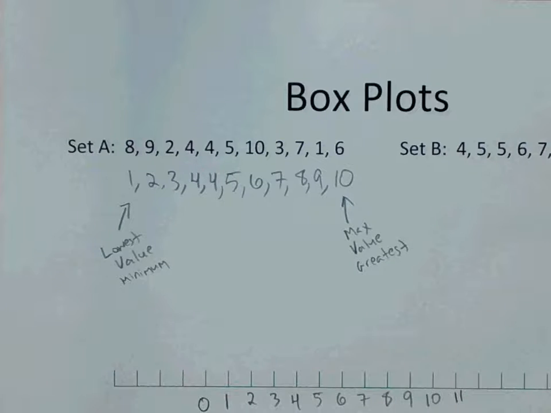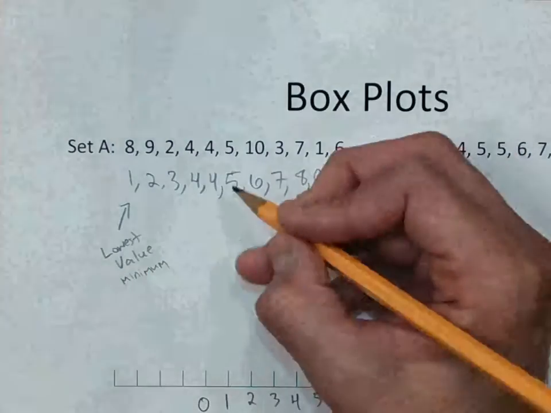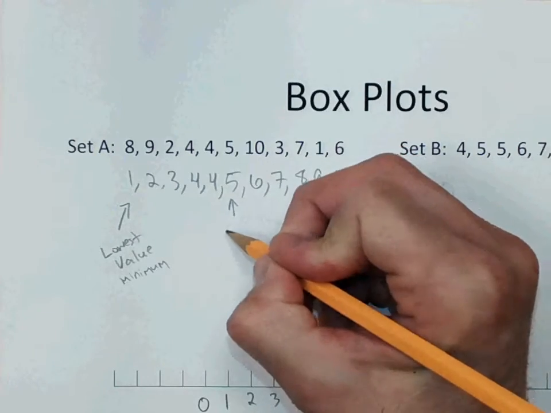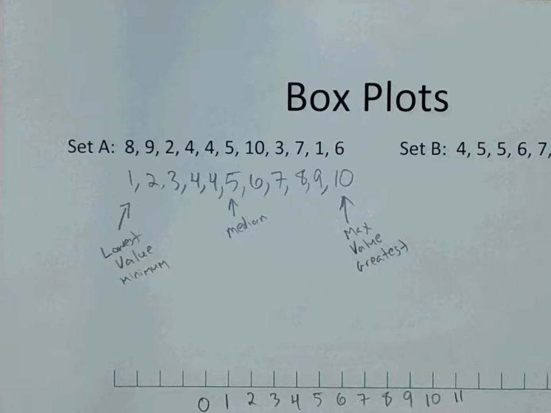The next thing you want to do is find your median. Remember, the median is the middlemost number in a set. So if you start working your way from the outside and work your way in, you're going to find that 5 is the middlemost number. That's going to be your median. Okay, so those are the three numbers I like to find first.